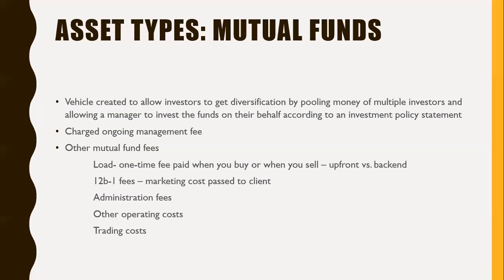Load, which is a one-time fee paid when you buy or when you sell. If you pay the fee when you buy, then it's called an upfront sales load. And if you pay the fee when you sell, then it's called a back-end sales load. There's also 12b-1 fees, which are marketing costs that are passed to the client. There's administrative fees, other operating costs, and also trading costs. Some of these you may not necessarily see. Some are taken straight from the returns, and then some are actually disclosed on your statement.